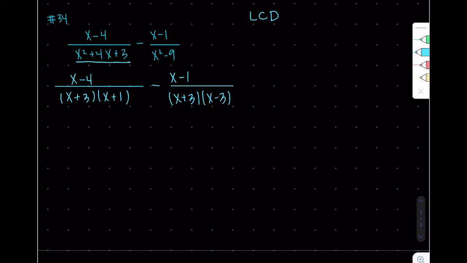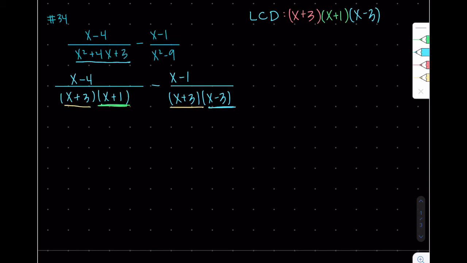So now we're going to look for things that they have in common. So what I'm seeing is they both have an x plus 3. So that's going to be in the LCD, this x plus 3. And then on the left here, we have an x plus 1 that's missing from the other side. So that's going to be part of the LCD. And then we also have an x minus 3 on the right. So that's going to be part. So that's going to be our LCD, guys. The x plus 3 times x minus 1 times x minus 3.